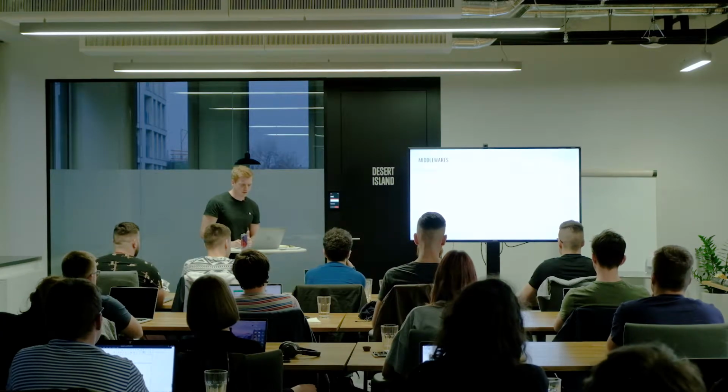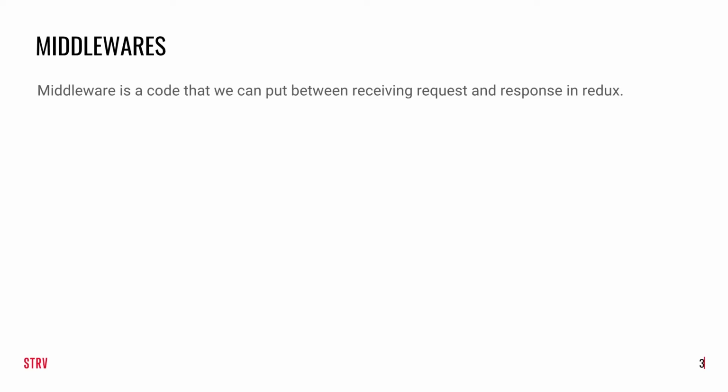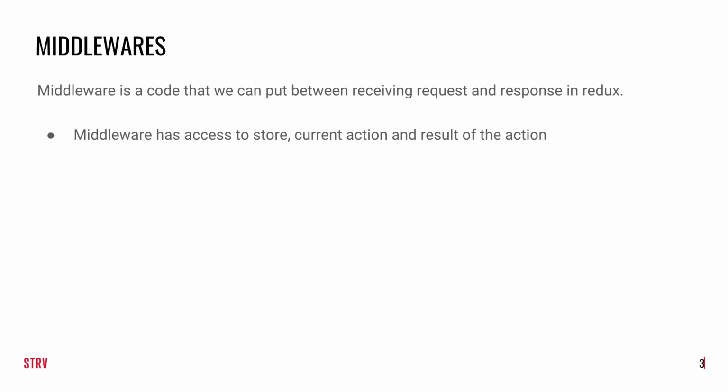So, what is middleware? Middleware is a piece of code that we can put between receiving a request and response in Redux. A middleware has access to the store, the current action, and the result of the next action. It's great for filtering requests. I mentioned logging, and also handling async operations and whatever you can imagine.